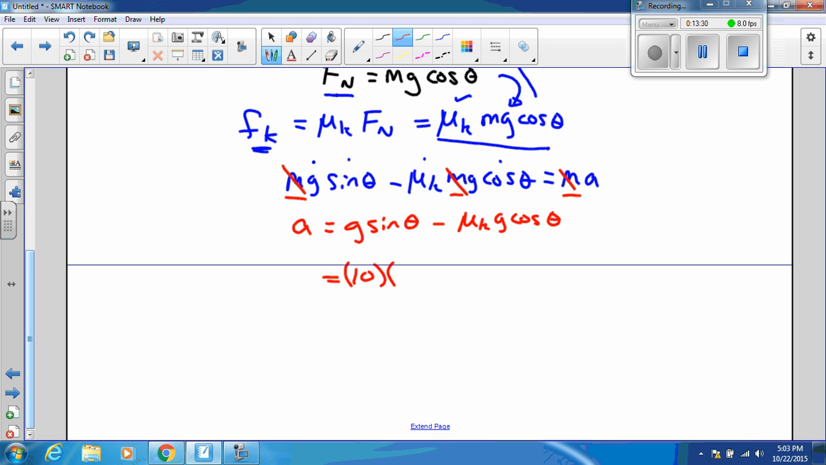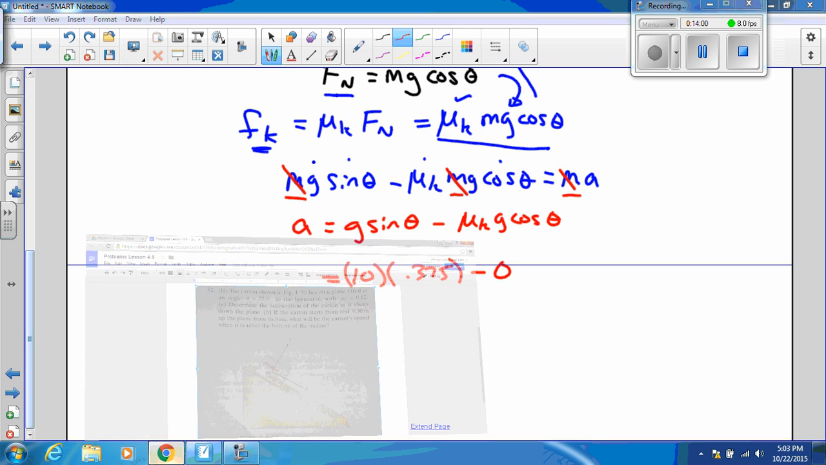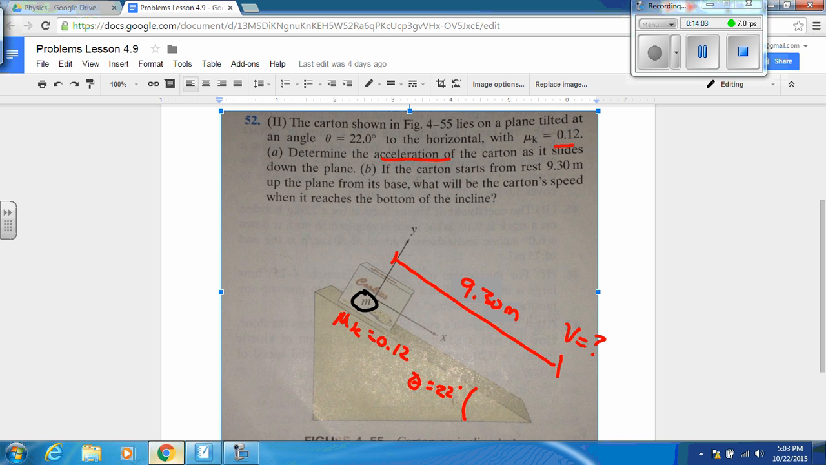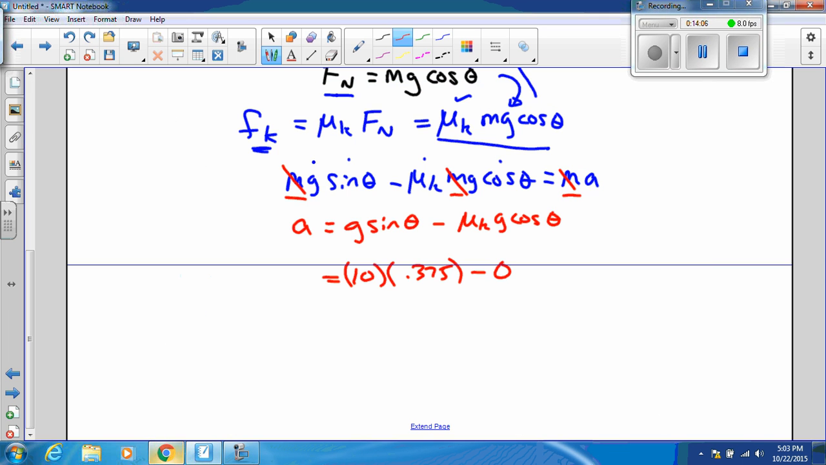Let's actually get a number for that at this point by plugging in for g. 10 times the sine of 22 degrees. You're going to have to ask your calculator what that one is. It's going to be a little bit less than the sine of 30 degrees. And I get 0.375 for that. Minus mu k was, I believe, 0.12. Let's check the problem. Yes, mu k is 0.12.